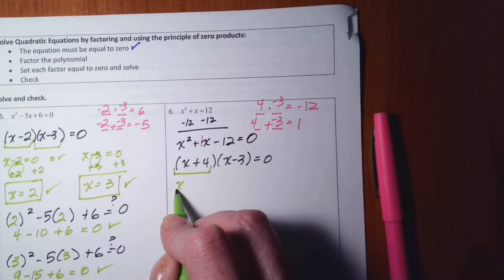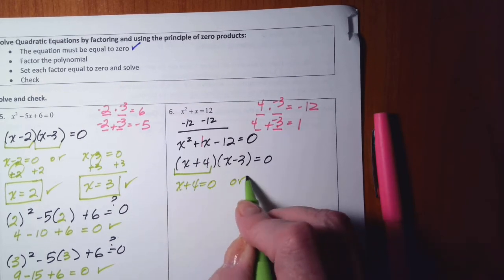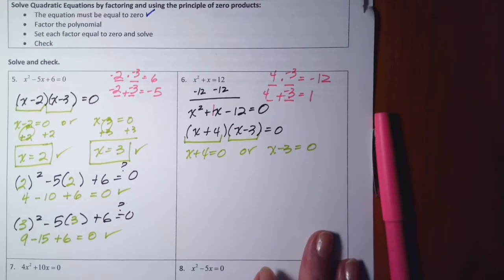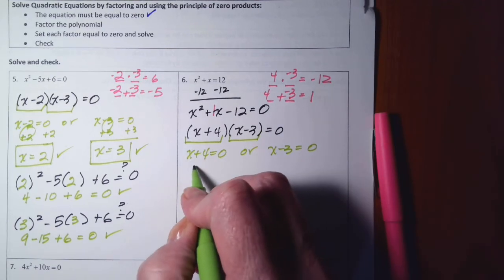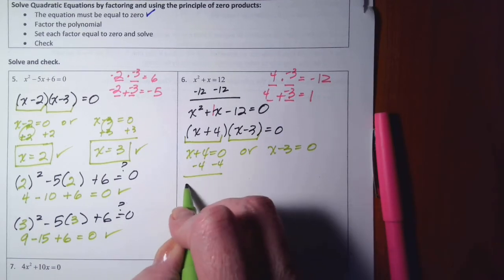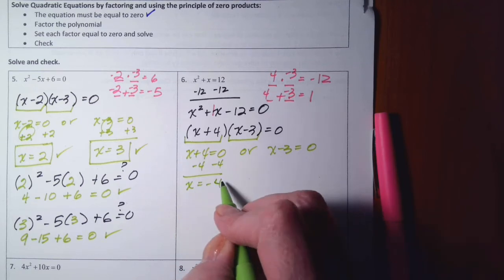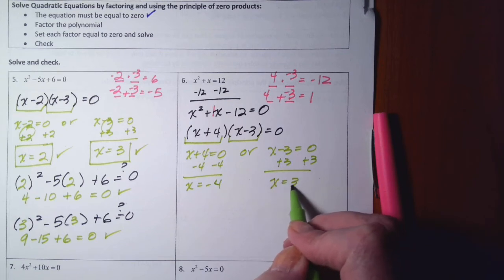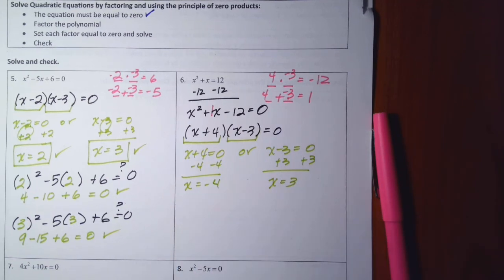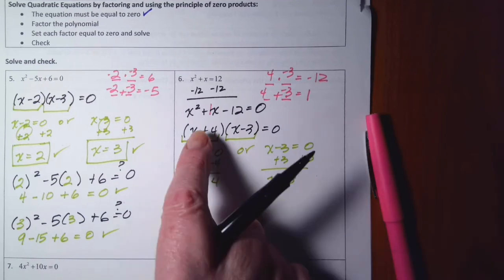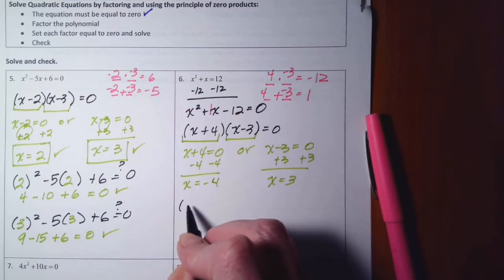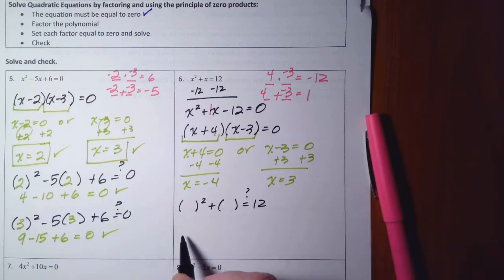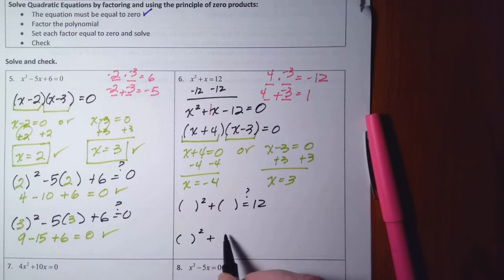Okay, so I set x plus 4 equal to 0, or x minus 3 is equal to 0. If either of those is 0, then the product is 0. Subtract 4, and I get x is equal to -4. Add 3, and I get that x is equal to 3. And now I want to check them in the original equation. So I want to know if something squared plus something is equal to 12. And I need to do that twice.